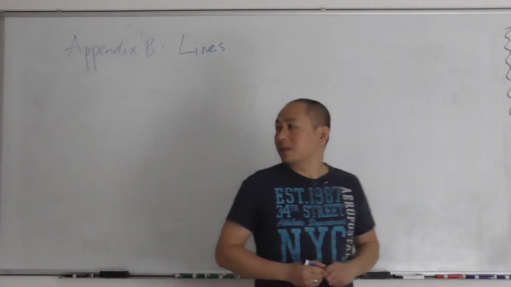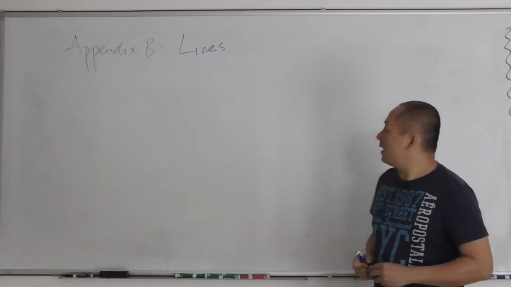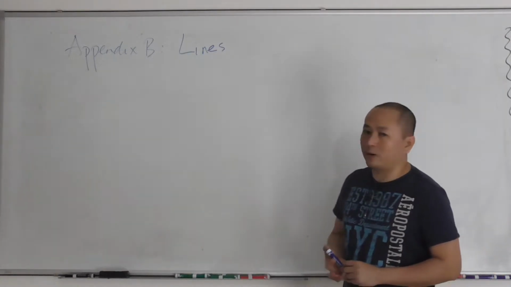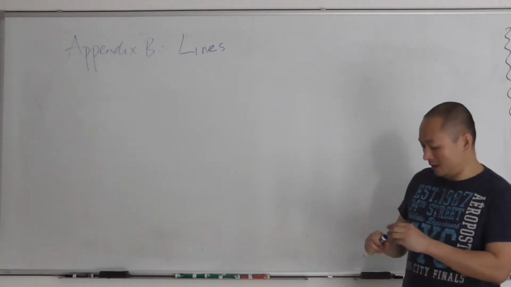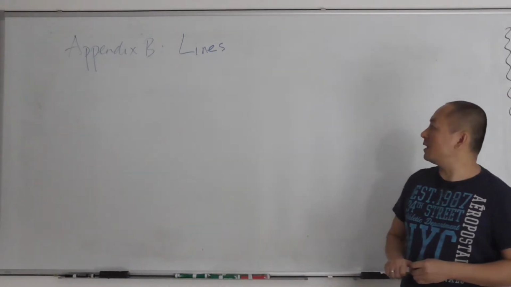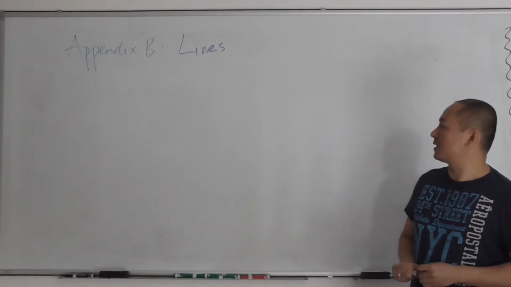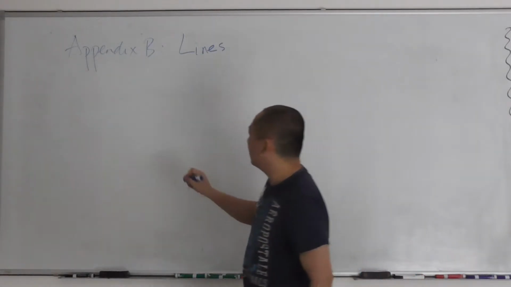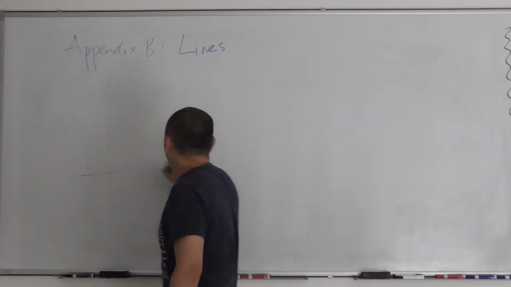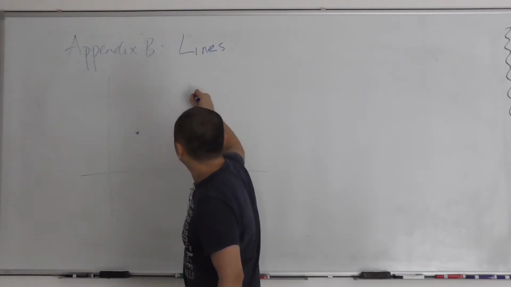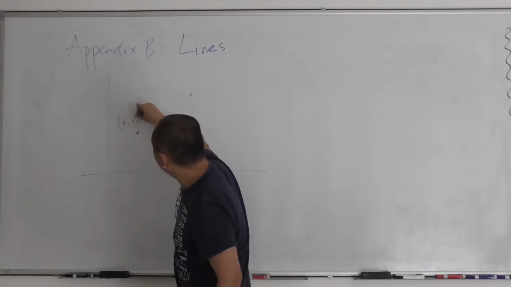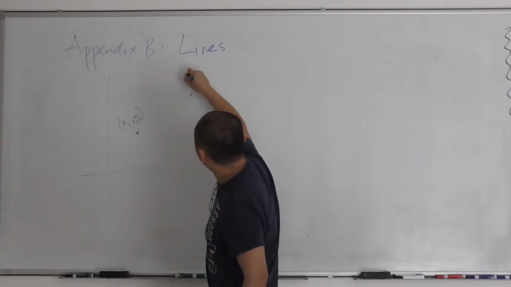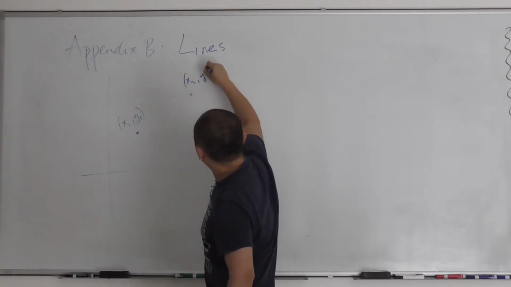Hello everyone. In this clip today, I'm going to go over a very basic topic in mathematics: Appendix B, about lines. Let's start with two points in the plane. The first point is at x1, y1. The second point is at x2, y2.